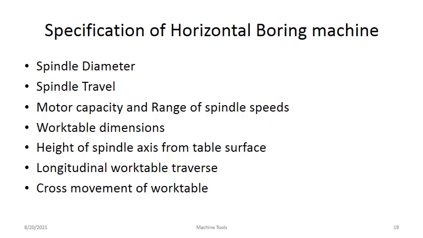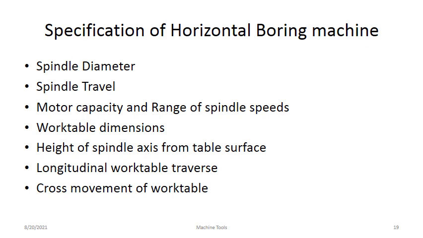Last point, specification of horizontal boring machine. Before purchasing that boring machine, what specifications are required? The first important is the spindle diameter, spindle travel, spindle movement, motor capacity and range of the spindle speed. Work table dimensions, width, breadth and length. Height of the spindle axis from the table surface, it is very important. And longitudinal movement of the work table, transverse movement, and cross movement of the work table. So these are the standard specifications before purchasing the horizontal boring machine.